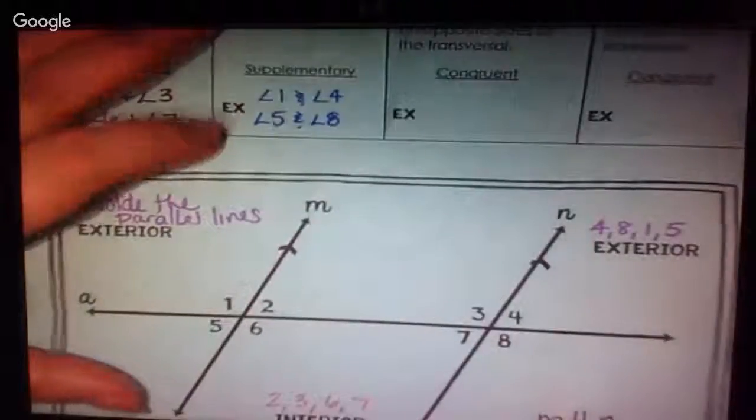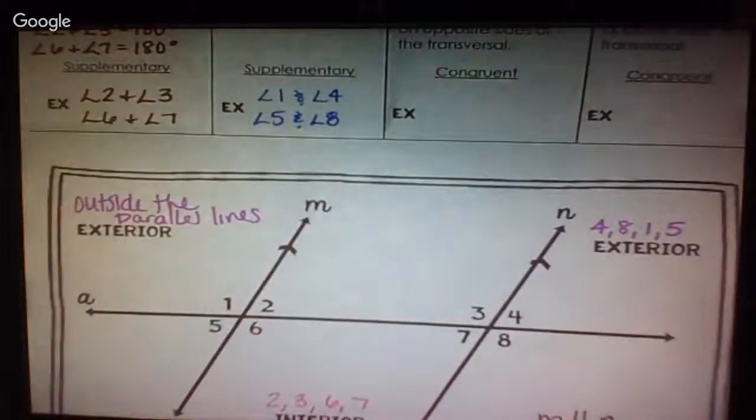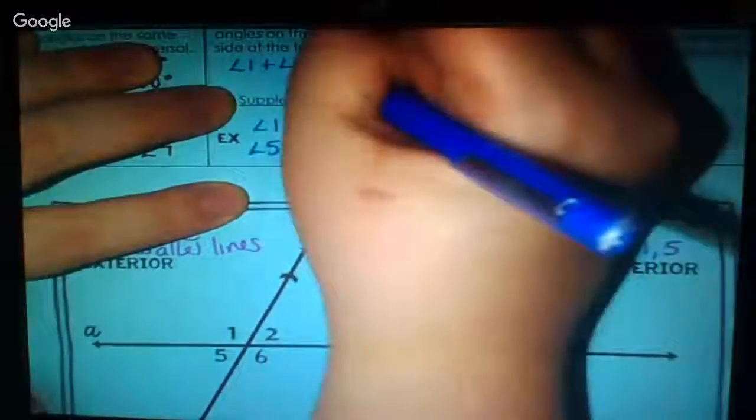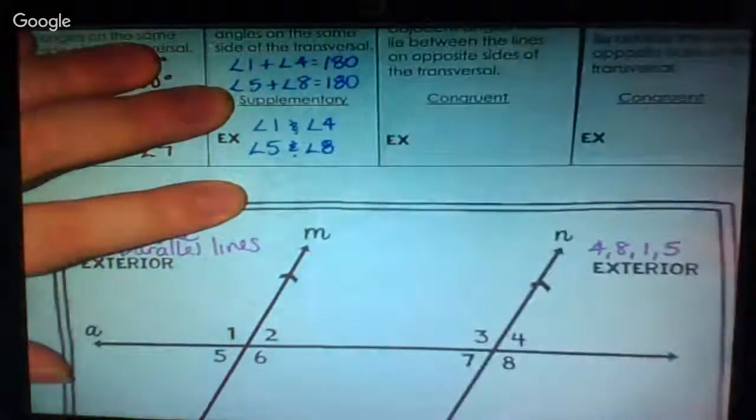Again, same side, so these are also supplementary. So they equal 180. So I can add angle 1 and angle 4, and that should equal 180. And I can add angle 5 and angle 8, and that should also equal 180.